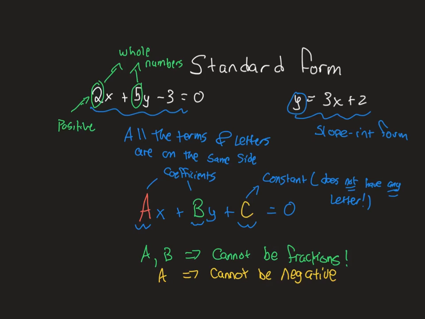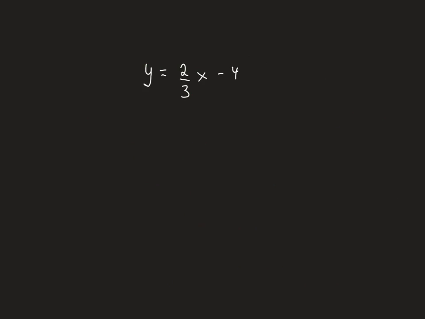So let's look and see how we can make standard form. Okay, we're going to do that with an example. Let's look at this example here, and I want to turn this into standard form. So how would I do this? Well, your first step would be to get rid of any fractions. In this case, you're noticing that there is a fraction with the coefficient beside your x. So the way to get rid of the fraction is to multiply by the denominator.